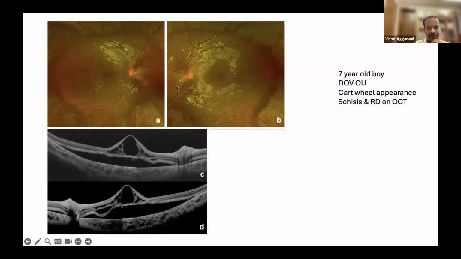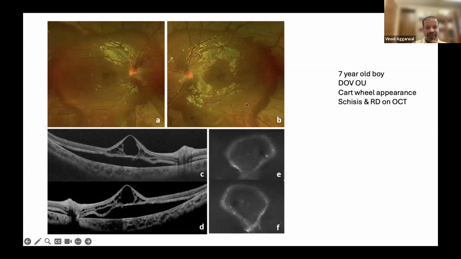So have a look at this particular patient again. This is a 7-year-old boy. You can see there is a typical cartwheel appearance in both the eyes, and there is a schisis. But what was unusual in this particular patient was again a retinal detachment, which could be seen in the macular area only. So we did autofluorescence, and again you can see that there are hyper AF deposits at the outer border of this retinal detachment. And again here we are dealing with a patient of autosomal recessive Best rather than a case of X-linked retinoschisis.